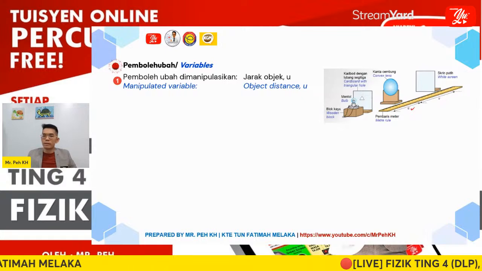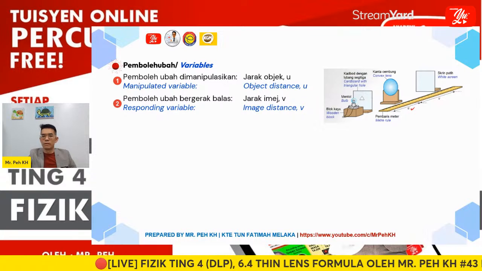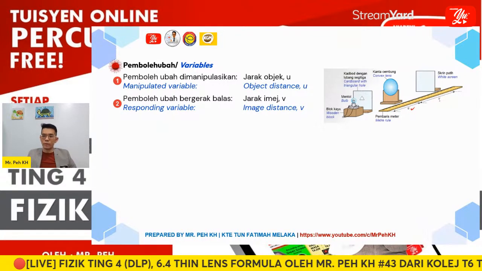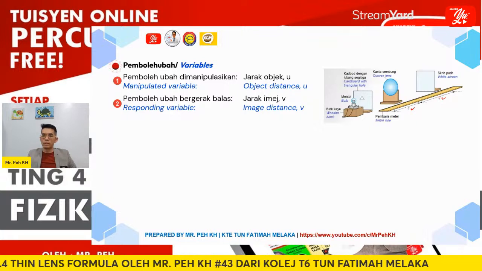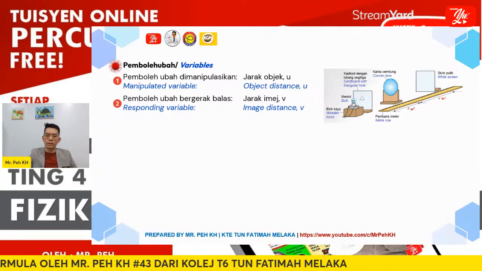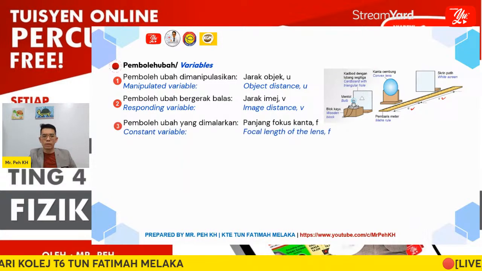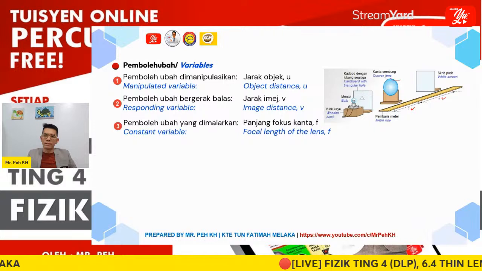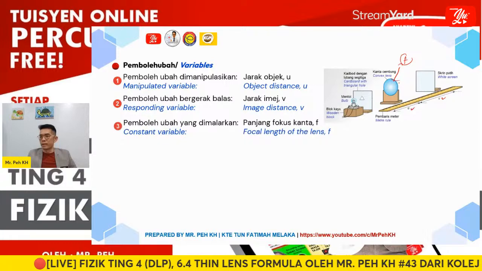Okay, and then the corresponding variable here will be the image distance, V. So you will measure the V by using a meter rule. Okay, and then the constant variable here will be the focal length of the lens. So that means you'll be using the same convex lens for your experiment.